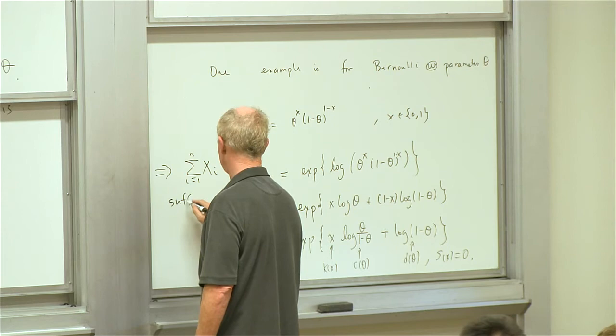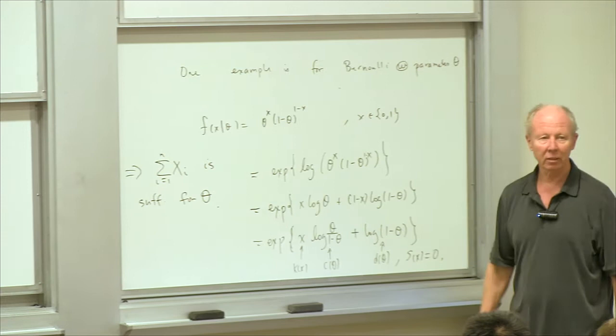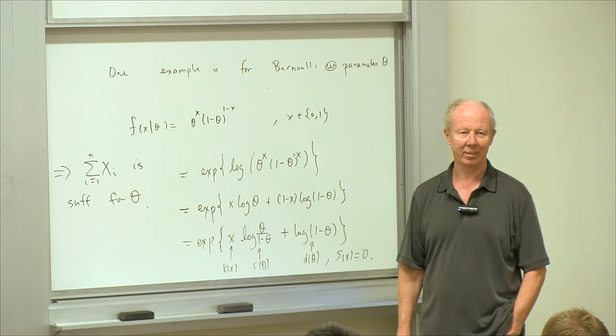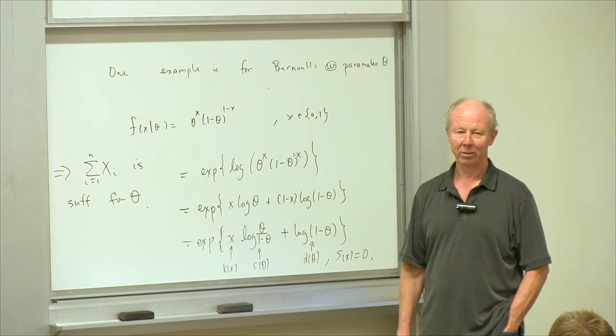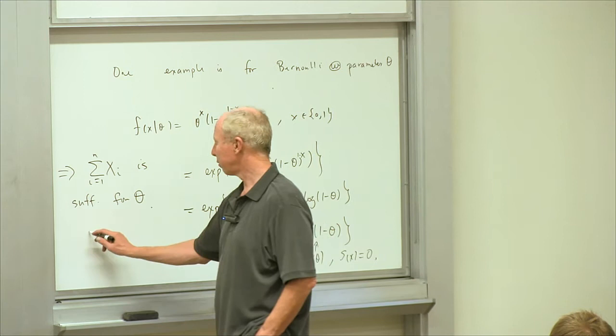Okay, now do you use that to estimate theta? Is that a good estimator of theta? Is it biased or unbiased? Biased, because its expected value is n theta. So what should we do? We should divide by n. So is x bar sufficient for theta?